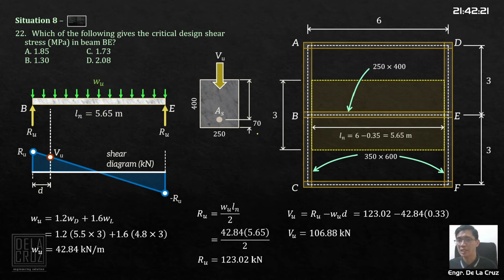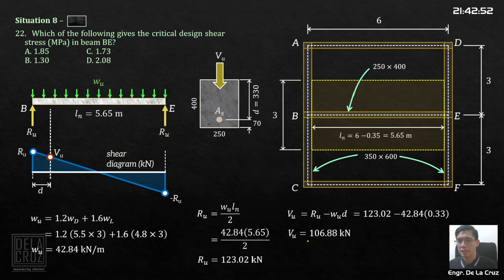Concrete cover to the centroid of the reinforcing bar. To the centroid yung binigay. Hindi niya sinabi clear concrete cover. So, automatic to this centroid. So, if we have this dimension, then the effective depth is 400 minus 70. So, we will get 330 millimeters. So, that's why, yung D natin in meters, 0.33 meters.